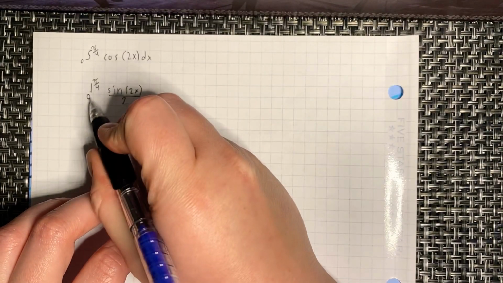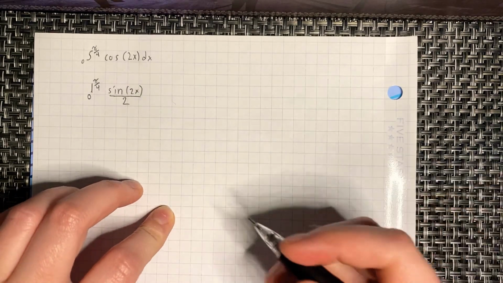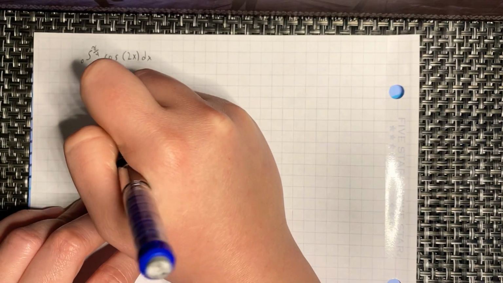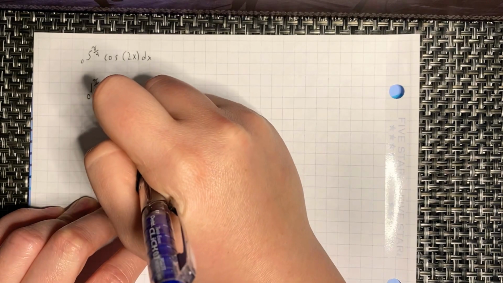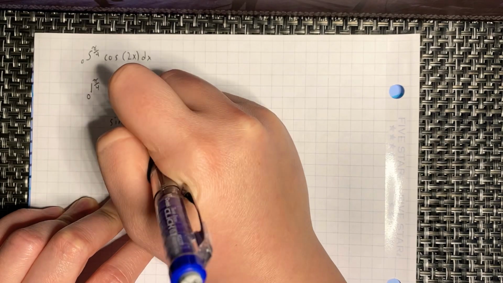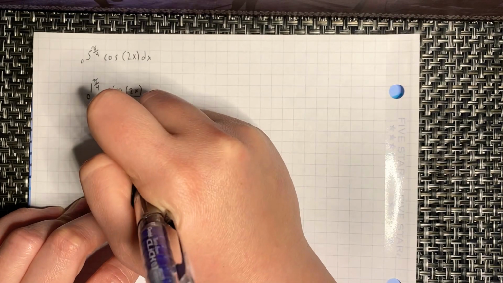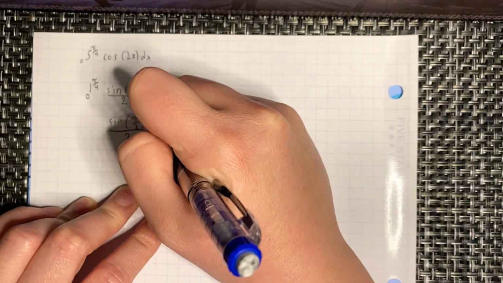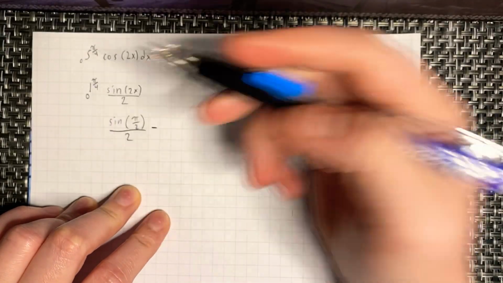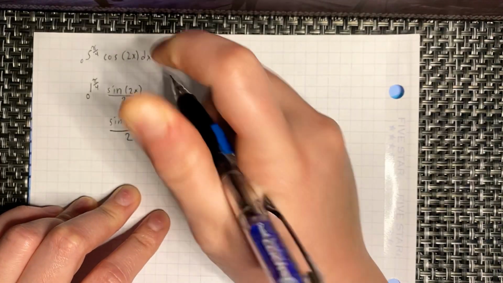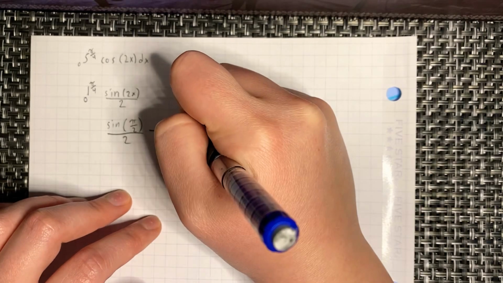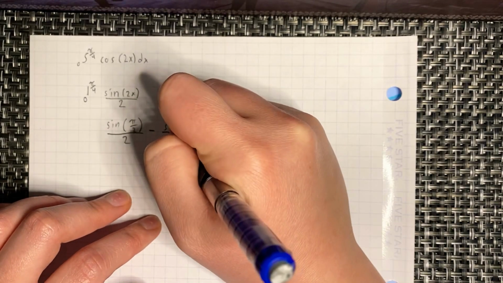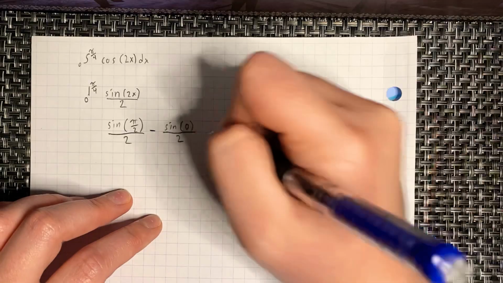And now I plug in pi over 4. So sine of pi over 4 times 2, pi over 2, divided by 2, minus, plugging in our 0, sine of 2 times 0, still 0, divided by 2. There we go. And what does that equal?